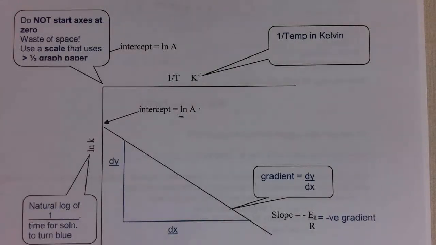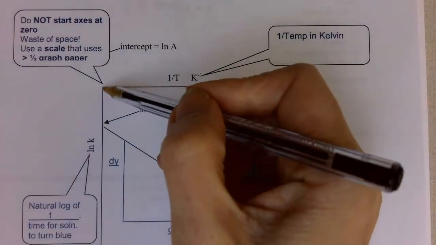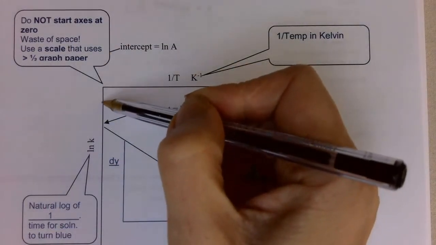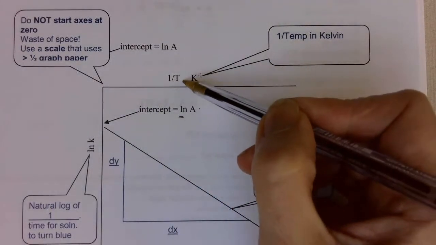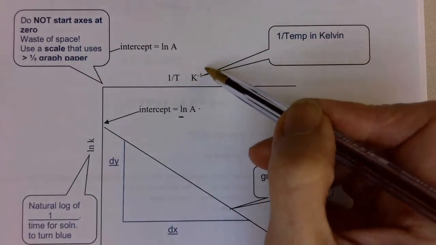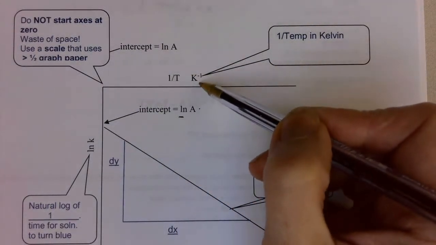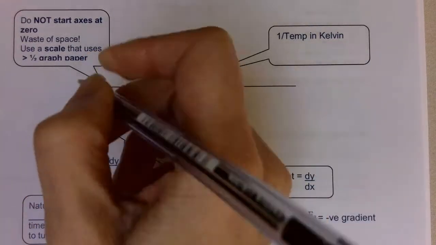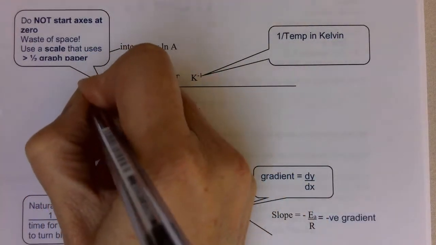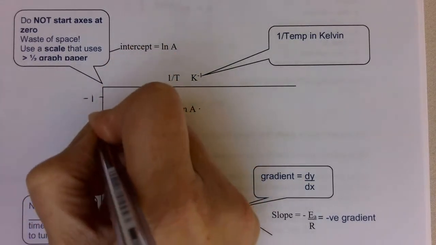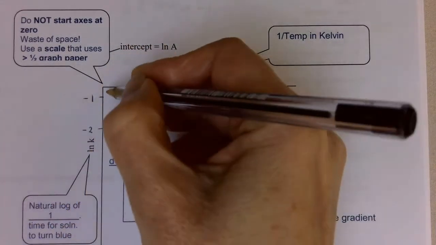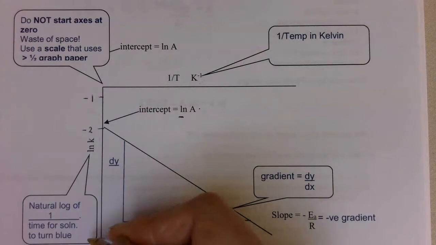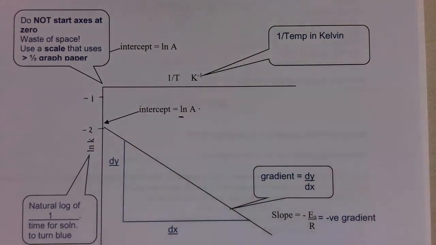Now, there are lots of traps in this one, and you need to be very careful with it. Don't start at 0, because you're just going to waste paper. For 1 over the temperature, do remember that temperature needs to be in Kelvin. ln k is a negative value, so you're going to start off here, say −1, and you're going to go down −2 and so on. So the numbers get bigger as you go down. The gradient, notice it's a negative gradient.